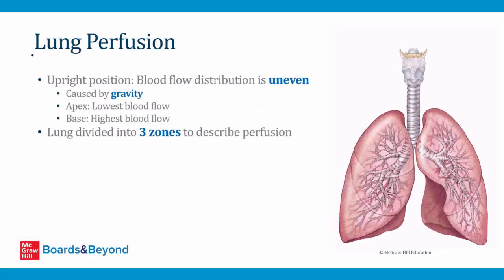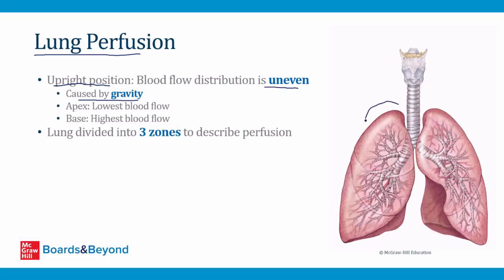Let's start by talking about lung perfusion, which refers to the flow of blood through lung tissue. The first thing you need to know about lung perfusion is that when a person is sitting in an upright position, so either standing or seated upright, the blood flow distribution to the portions of the lung is uneven. In other words, not every section of the lung gets the same amount of blood flow. This is because of gravity.